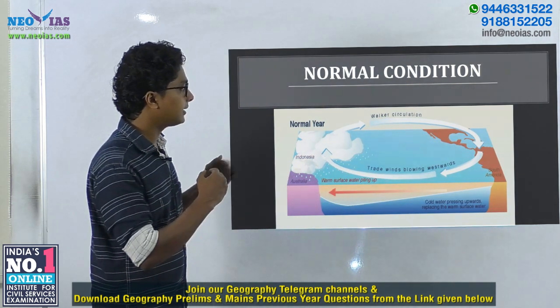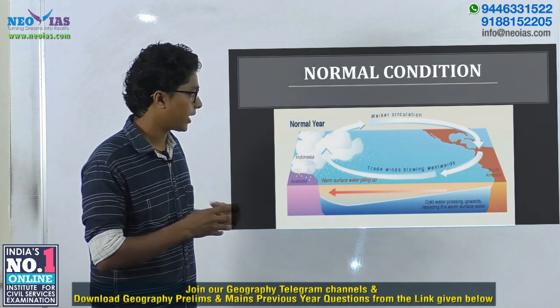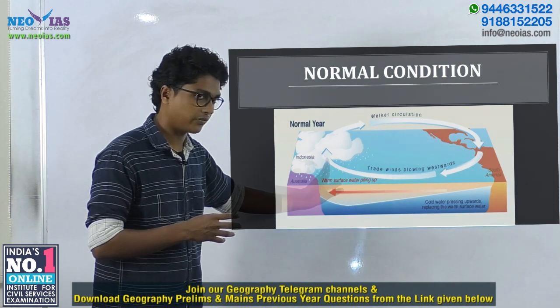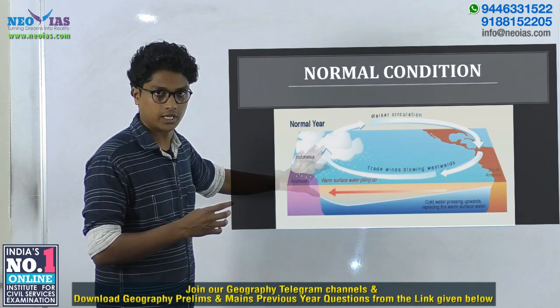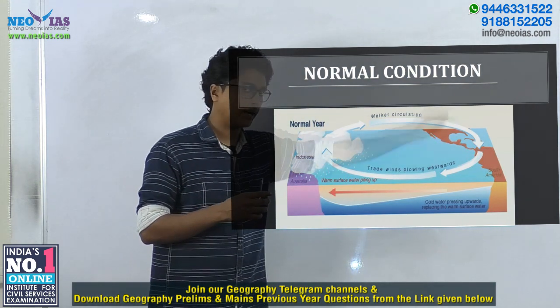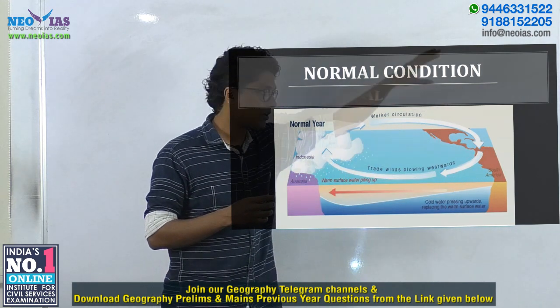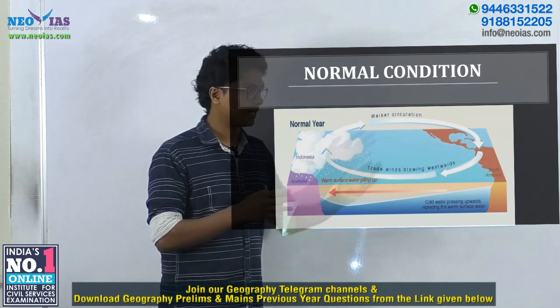The next thing is the case of air pressure. Okay, in the Western Pacific, because of the piling up of the warm water, we will be having low pressure here. And due to the subsidence of the air in the Eastern Pacific, we will be having high pressure over here, right, in the Eastern Pacific.